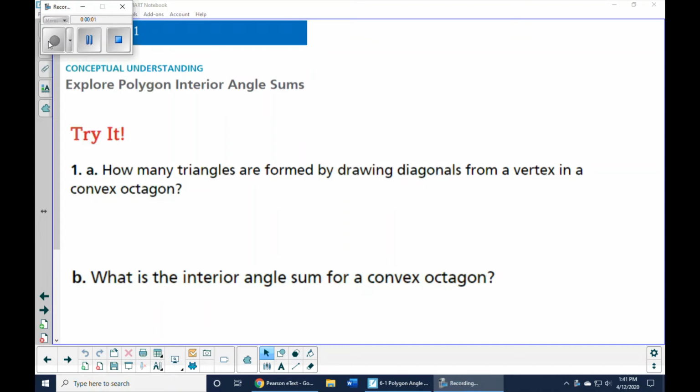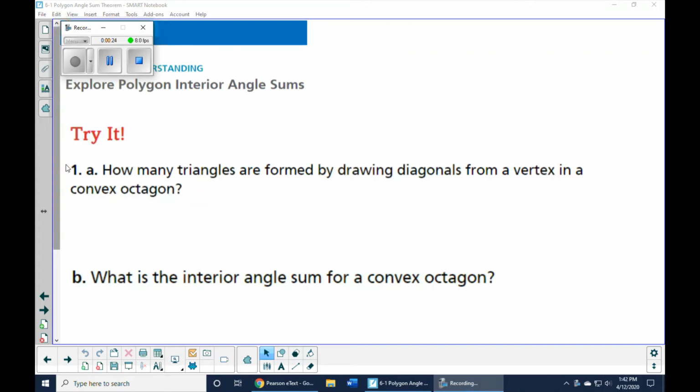Hi everybody, we're going to get started with section 6.1, Polygon Angle Sum Theorem, for geometry. We're talking about polygons. Who remembers what polygons are? Remember, they're a shape that is made by straight lines. It's a closed shape created by line segments.